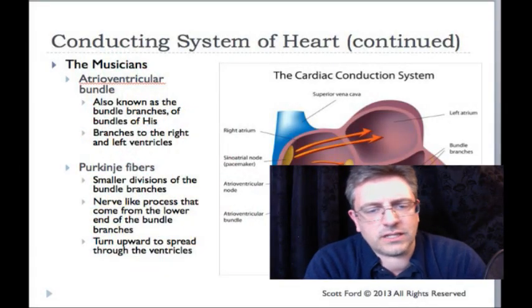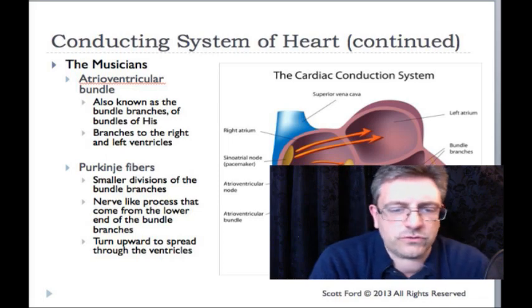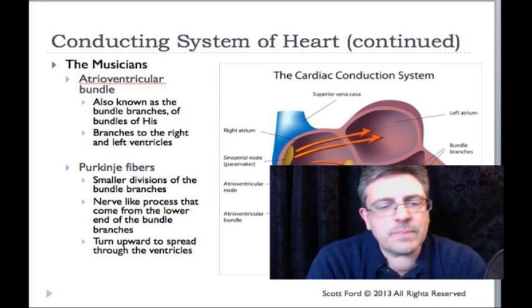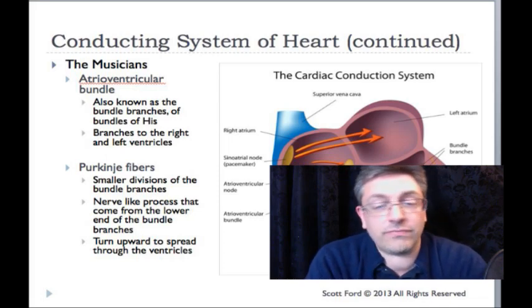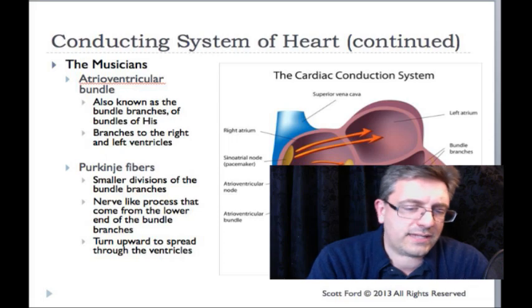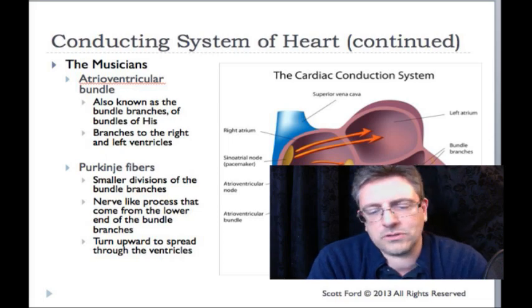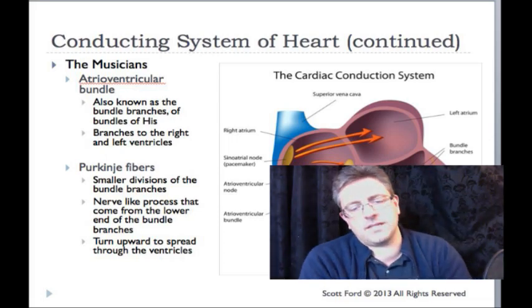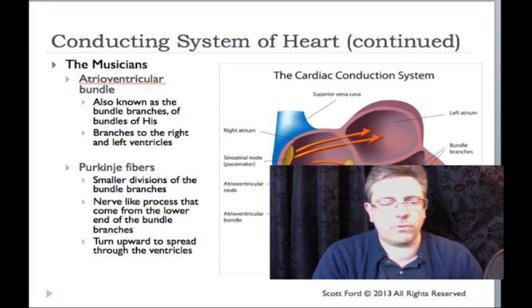So the atrioventricular bundle is next, and that's also known as the bundle of His, branched to the right and left ventricle. Then we have Purkinje fibers, which are small divisions of the bundle branches, nerve-like processes that come from the lower end of the bundle branches. They turn upward to spread through the ventricles.